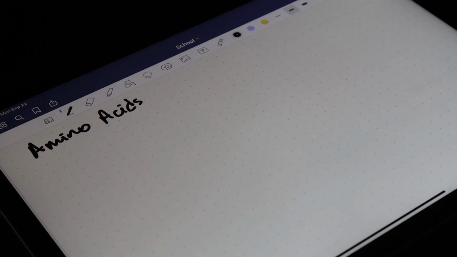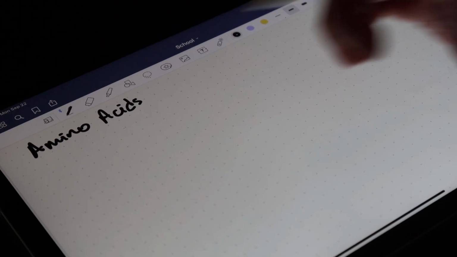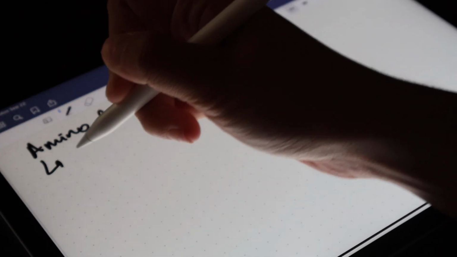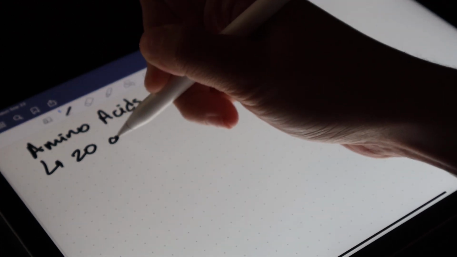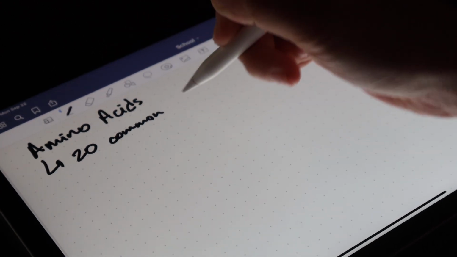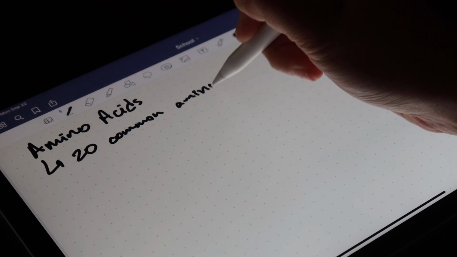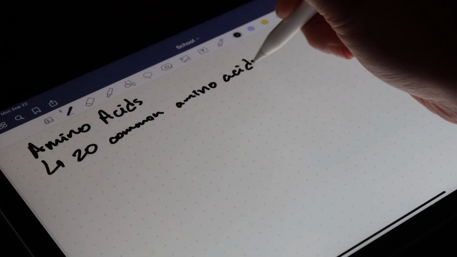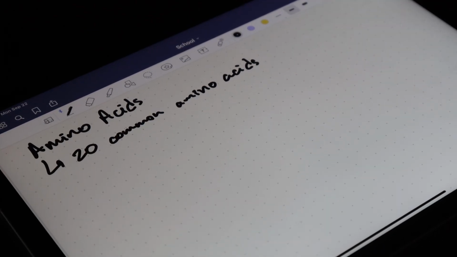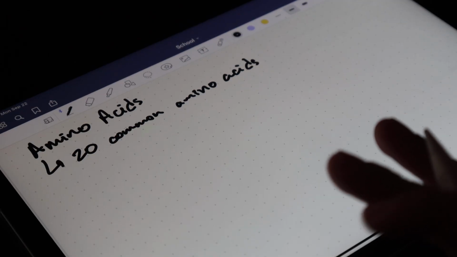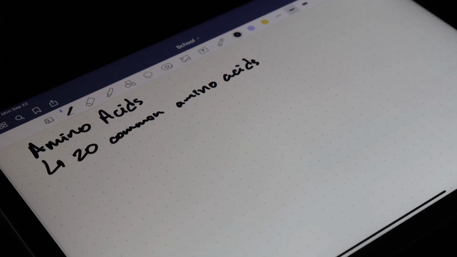So what we're going to do today is we're going to go over the 20 common amino acids. And actually before that, we can really quickly do just a quick recap on what amino acids are and their structure.